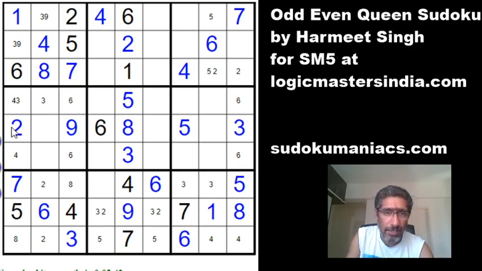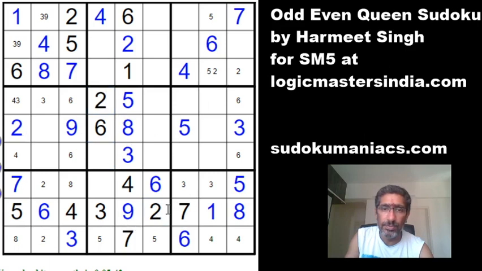Now we know the queen cannot attack another queen. That means it cannot repeat on any diagonal. So this 2 cannot be here. This has to be a 3 and a 2. Right? So this 2 cannot be in these 3. It cannot be here because it would again be on the diagonal. So this becomes a 2.